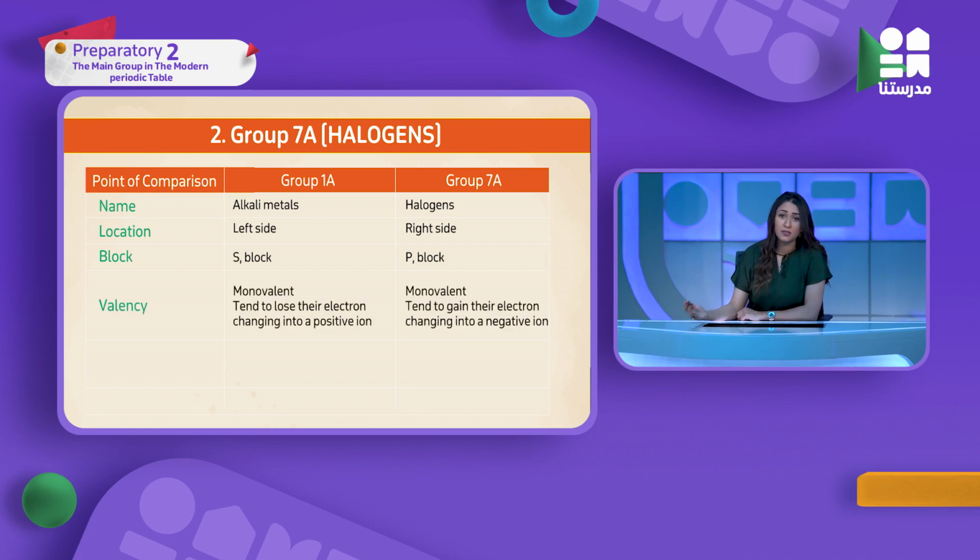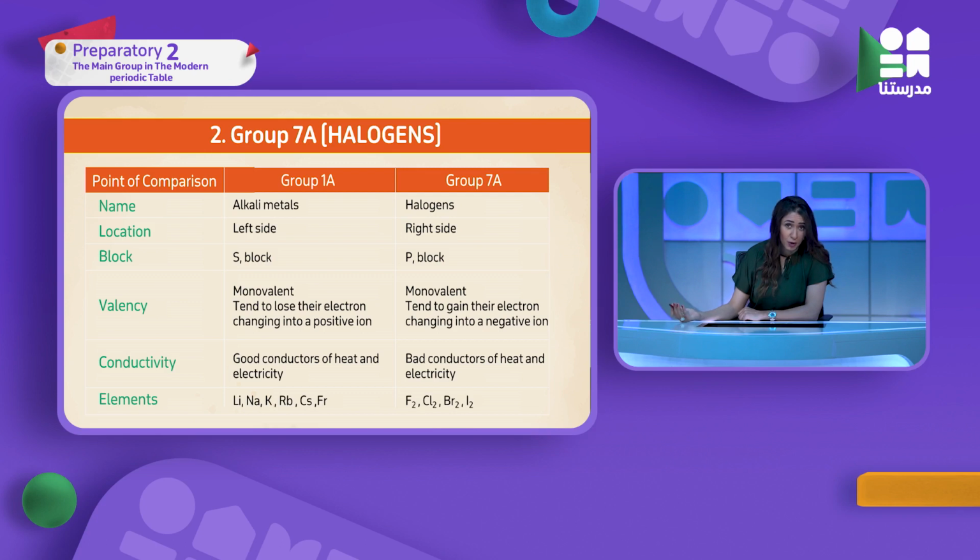Valency, monovalent, monovalent. Tend to lose, changing into a positive ion. Tend to gain, changing into a negative ion. طيب what are the conductivity? كلمة conductivity يعني أنا بتكلم على conduction of heat or electricity. Metals are good conductors of heat and electricity, while non-metals are bad conductors of heat and electricity. Elements. الelements بتوعنا بتوع alkali metals lithium, sodium, potassium, rubidium, cesium, francium, while group 7A fluorine, chlorine, bromine, and iodine.